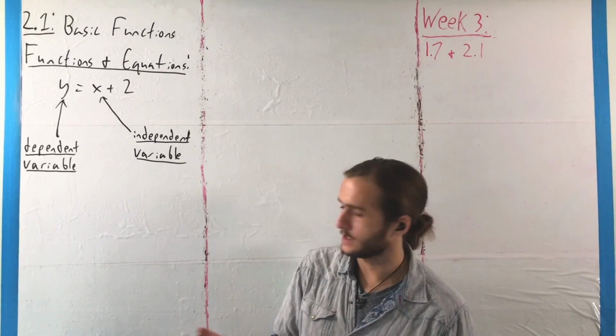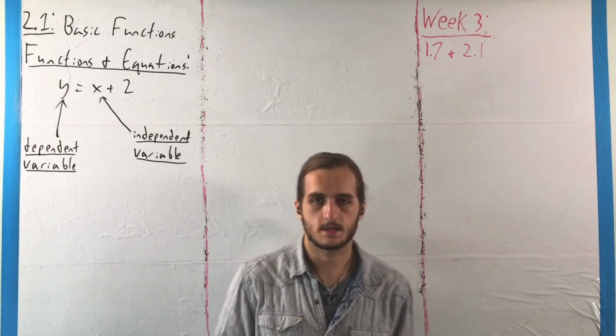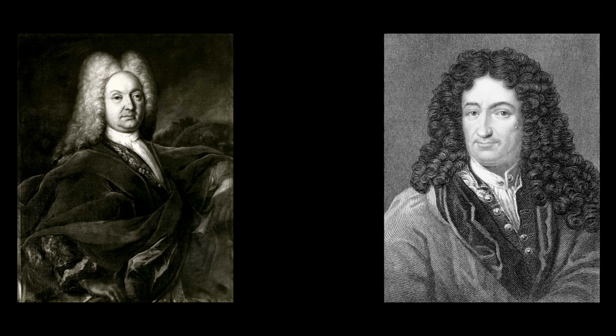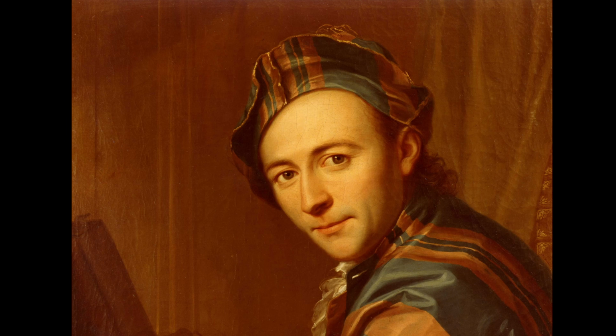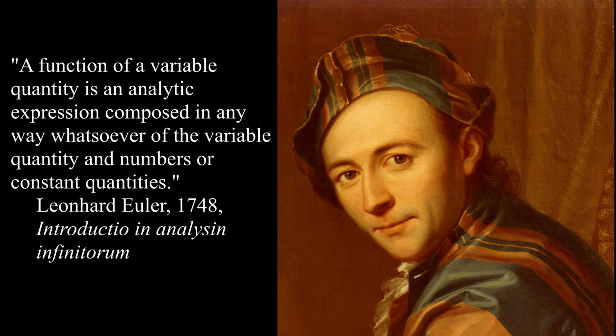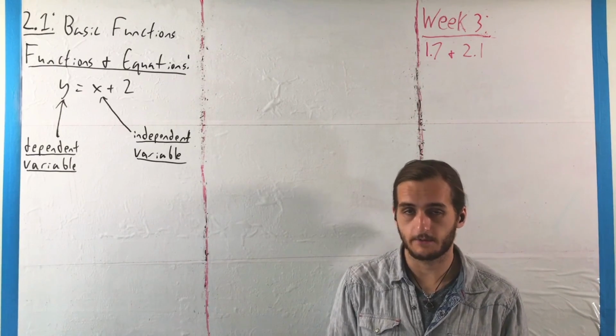The term function, as we're representing it here, came into existence in the 18th century in correspondences between Bernoulli and Leibniz, talking about how they could represent and discuss the equations that they were working on. In particular, a very successful student of Bernoulli's, Euler, defined a function in 1748 as: a function of a variable quantity is an analytic expression composed in any way whatsoever of the variable quantity and numbers or constant quantities. Which isn't very helpful. It's a definition, but it's not a very good one.